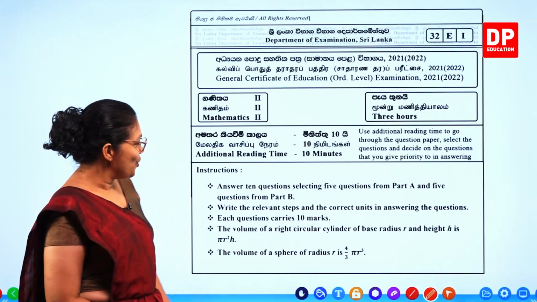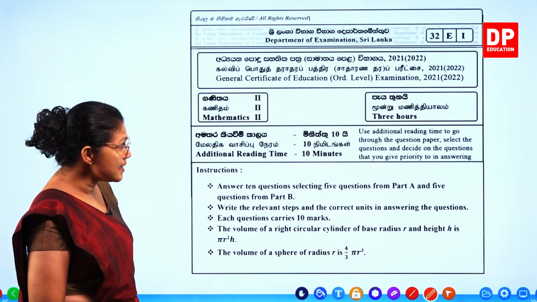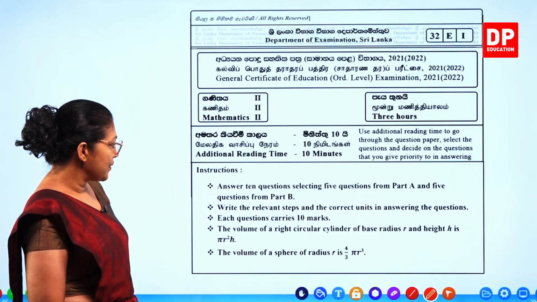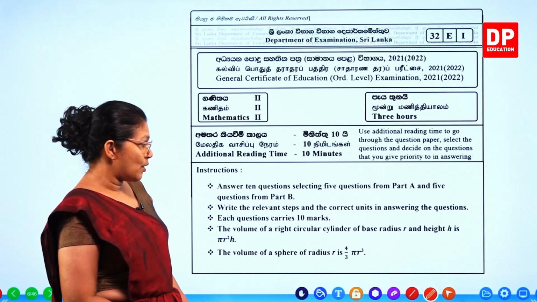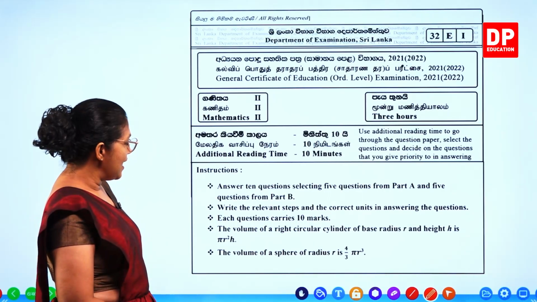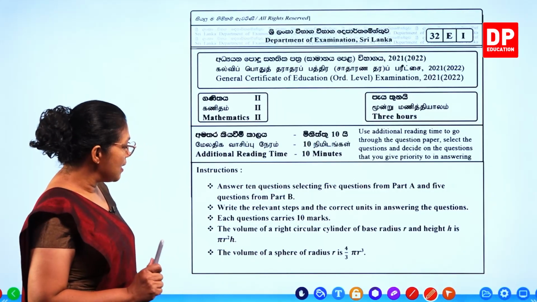Let's do paper 2. So what are the instructions given in this paper? Answer 10 questions, selecting 5 questions from part A and 5 questions from part B. And write the relevant steps and the correct units in answering the questions. And each question carries 10 marks.